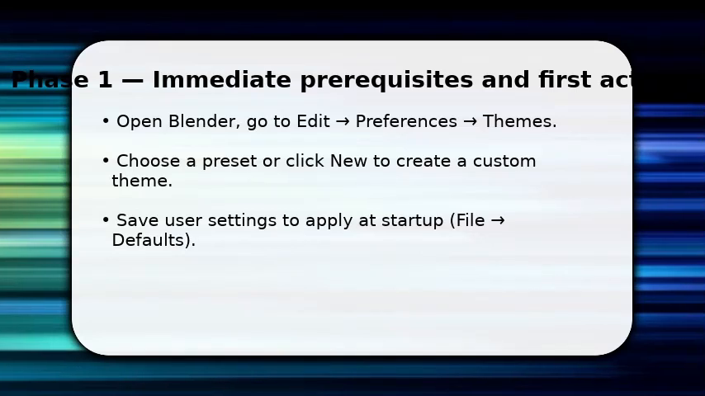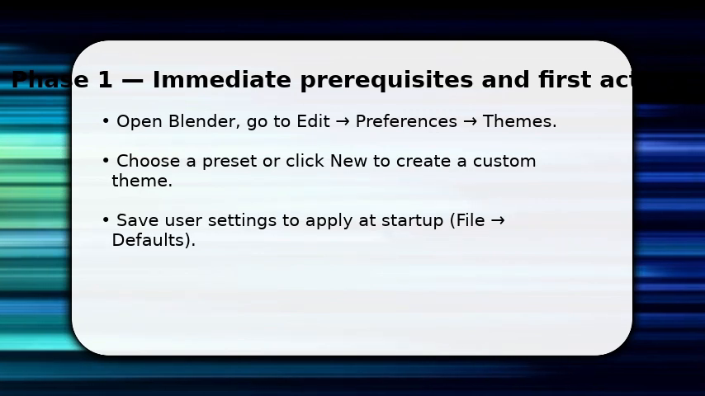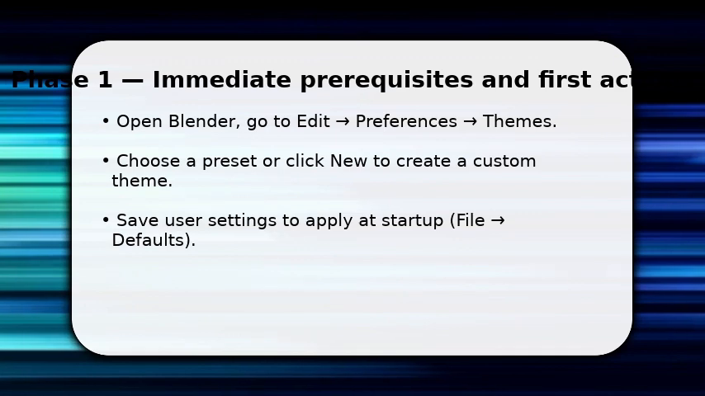You start by opening Blender and going straight to Edit > Preferences > Themes. This is the only built-in path to reliably change interface colors. Once there, pick a preset to preview instantly, or click New to begin customizing panels, text, and icons.